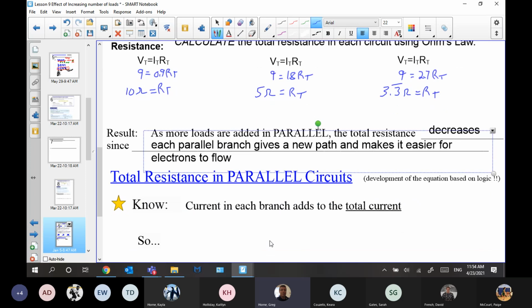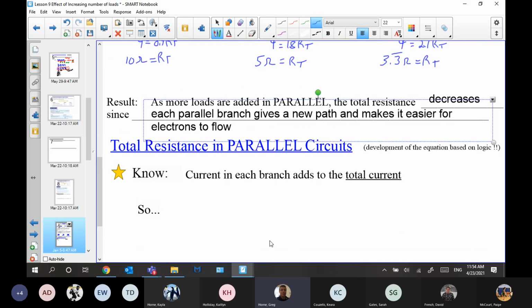So the equation development for this one is going to allow us to see the equation, because right now we don't have the luxury of being able to say, oh, okay, so RT in parallel is equal to what, based on R1 and R2 and R3. It's not something that's obvious.